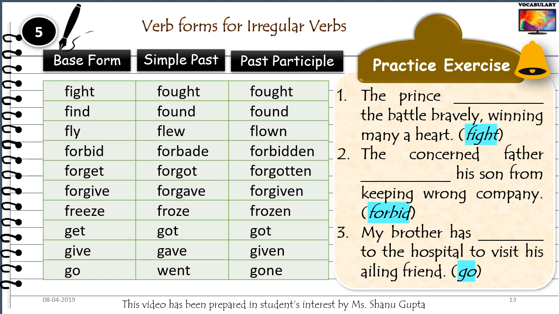And the answers for the practice exercise are: the prince fought the battle bravely, winning many a heart. The concerned father forbade his son from keeping wrong company. My brother has gone to the hospital to visit his ailing friend.